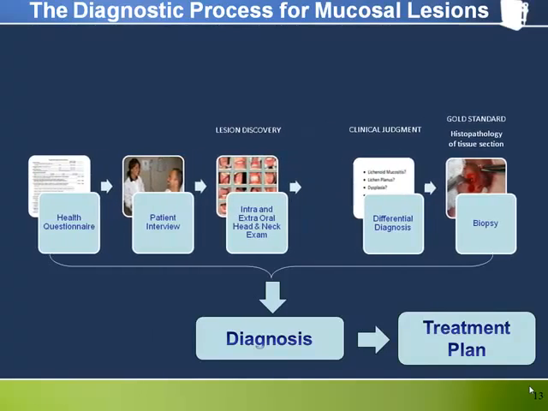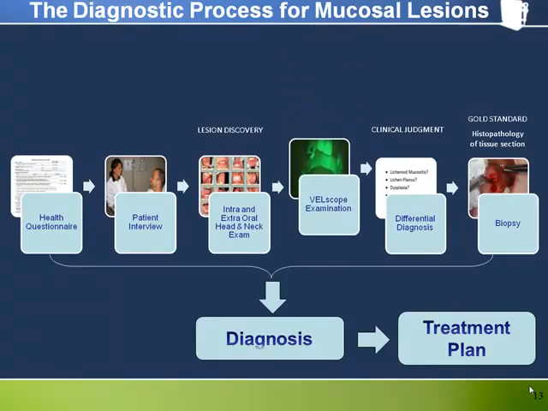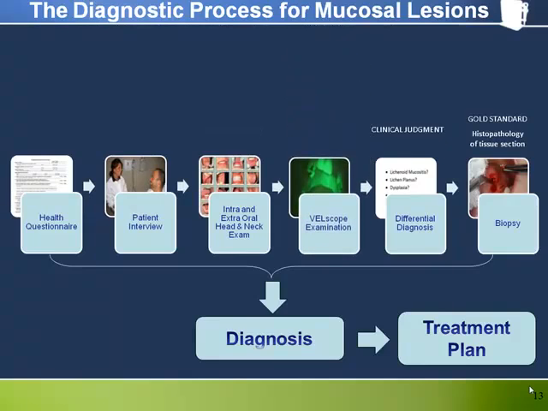If we now add an adjunctive VELscope examination into this picture, we see how it fits in after the traditional head and neck exam as an additional physical examination and enhances the clinician's ability to discover oral mucosal abnormalities requiring follow-up. The holistic nature of the process remains the same whether or not we use the VELscope, and we can see how misguided it is to consider the VELscope examination as some sort of standalone diagnostic test for oral cancer.